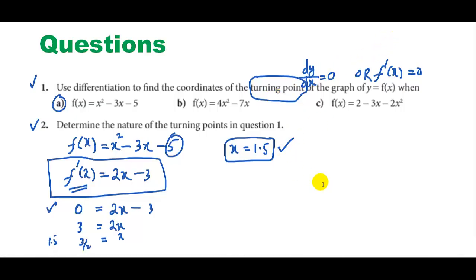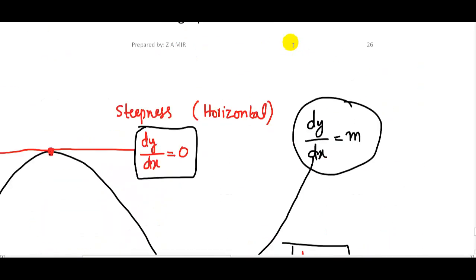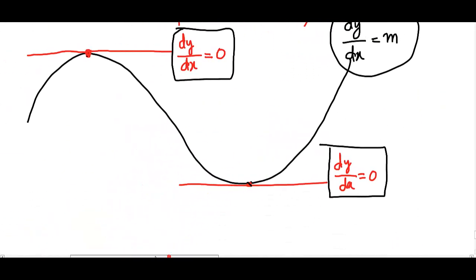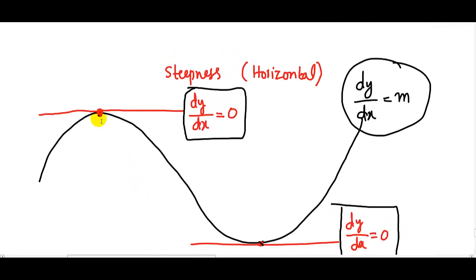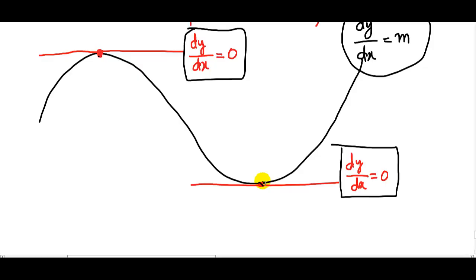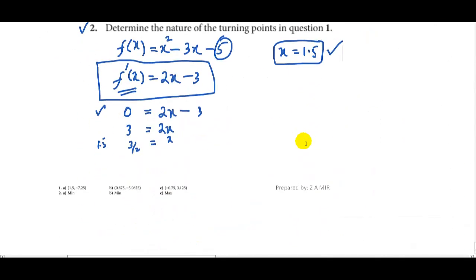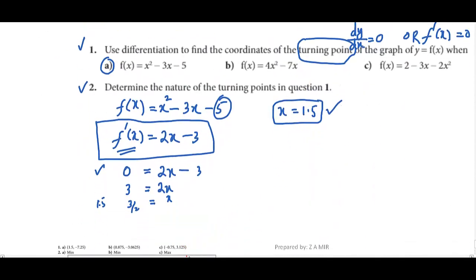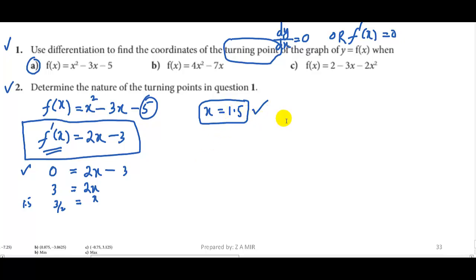Last point. Now we have found the turning point, but we don't know something. You observe there are two types of turning points. Either the turning point will be a maximum or it can be a minimum. Do you agree with this? Yes, sir. So now I have found the turning point at x equal to 1.5, and we don't know whether this turning point is maximum or minimum. We have to check.